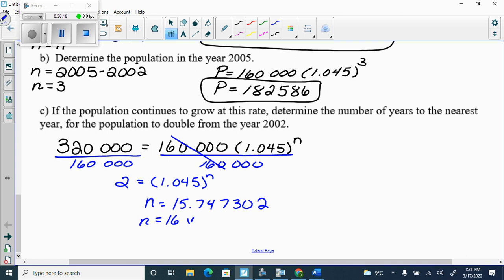So what's that? 16 years. Now for all of these we should have sentences. So here this one should say the population will double in 16 years from 160,000 to 320,000. Okay? Then we're going to flip over.